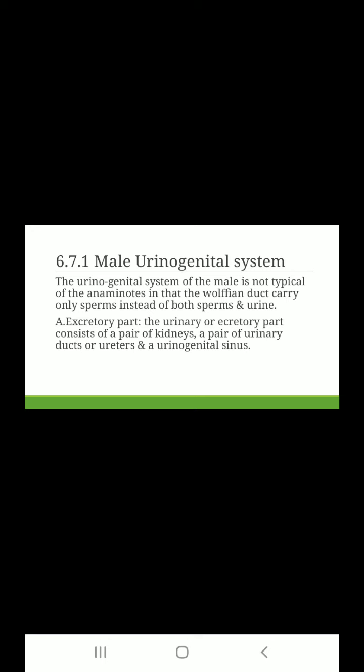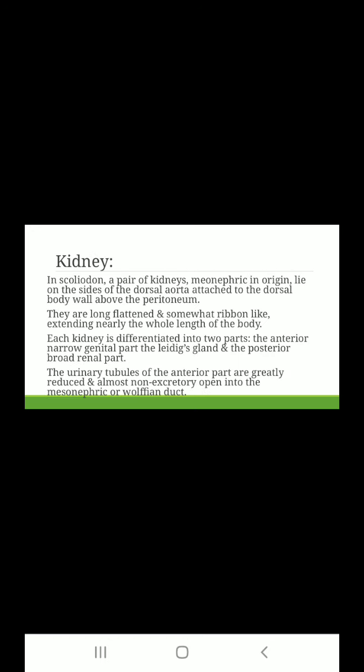The urinary or excretory part consists of a pair of kidneys, a pair of urinary ducts or ureters, and a urinogenital sinus. Firstly, kidney: in Scoliodon, a pair of kidneys, that means two kidneys, is present. These are mesonephric in origin and lie on both sides of the dorsal aorta, attached to the dorsal body wall above the peritoneum. They are long, flattened, and somewhat ribbon-like, extending nearly the whole length of the body.